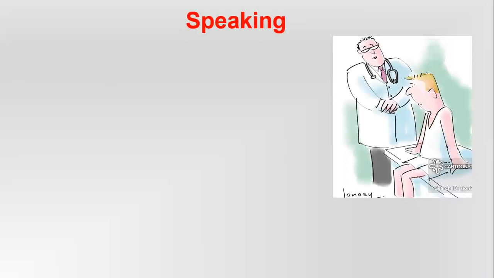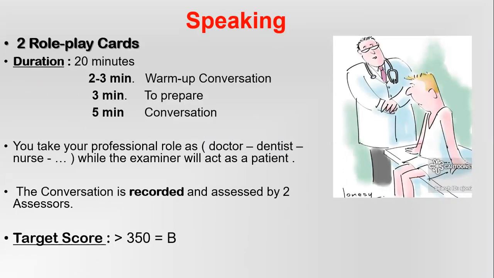Then we move to the speaking subtest. The speaking subtest will be in the form of 2 role-play cards. Speaking subtests start with a warm-up conversation between you and the examiner, and then you are given a role-play card. You will be given 3 minutes to prepare this role-play card, and then the examiner will hold a conversation with you to cover the points in the role-play card.